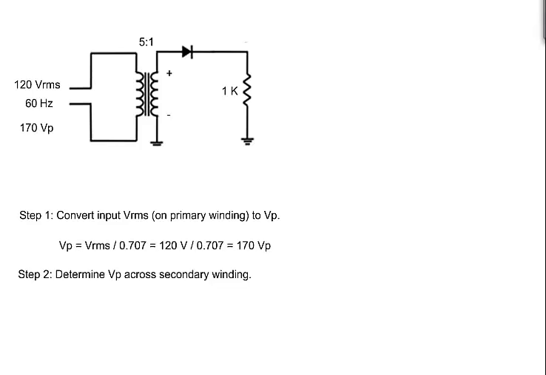Next, we must determine the peak voltage across the secondary winding of the transformer. Because the turns ratio of this transformer is 5:1, that means the output voltage will be 1/5 the input voltage. Dividing 170 peak volts by 5 gives us a secondary output voltage of 34 peak volts.